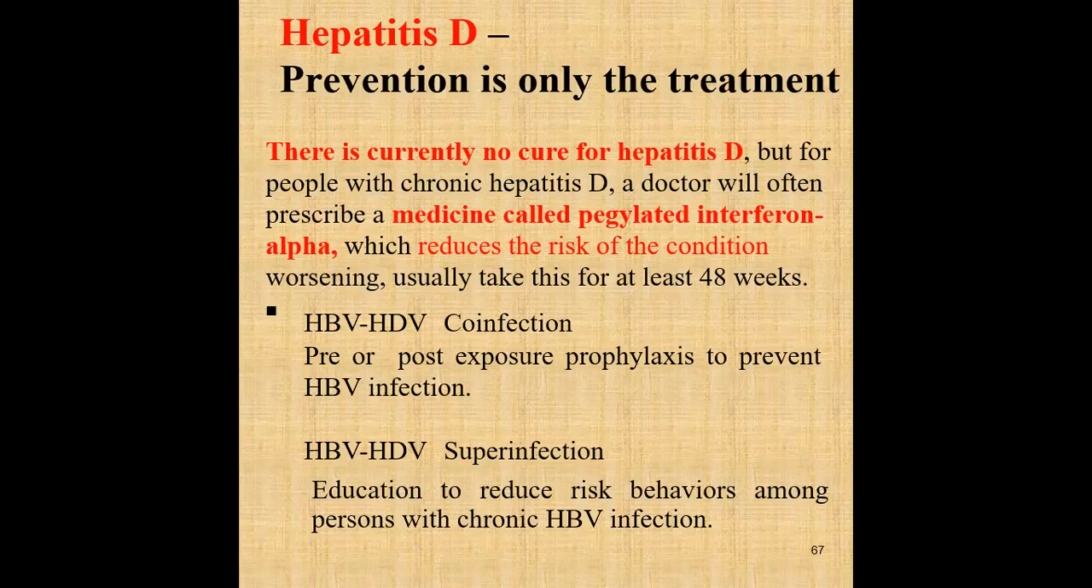Then there is regulated interferon alpha, which reduces the risk of the condition worsening. Usually it is taken for at least 48 weeks. Hepatitis B virus and hepatitis D virus co-infections are what we observe here. Pre- and post-exposure prophylaxis is used to prevent hepatitis B virus infection. Hepatitis D is a super infection, so education to reduce risk behaviors is important among persons with chronic hepatitis B virus infection.